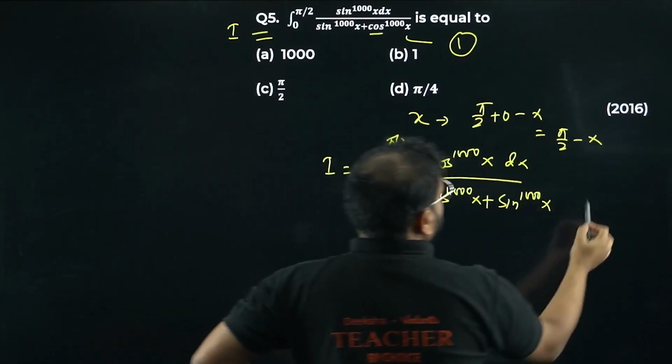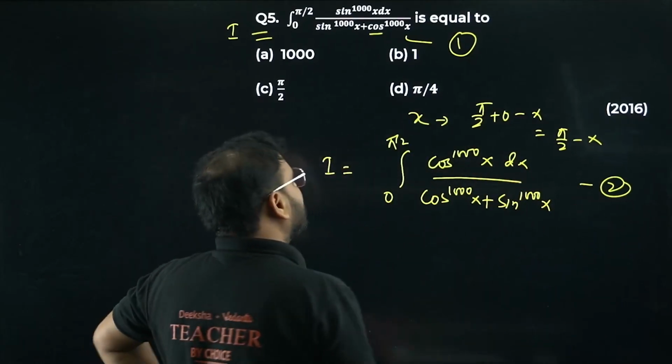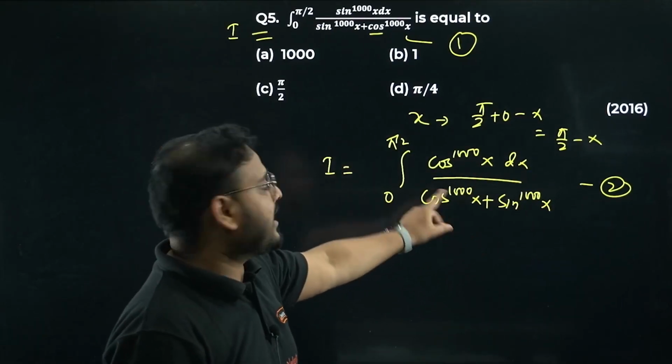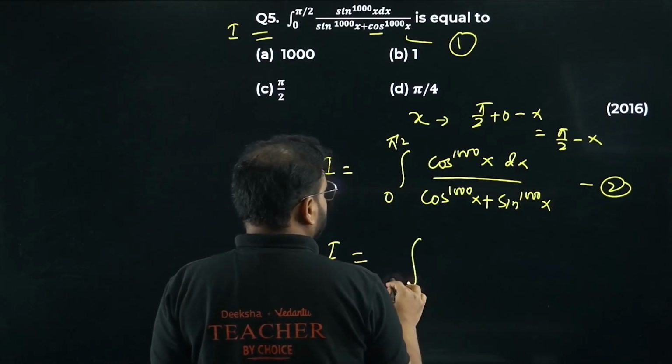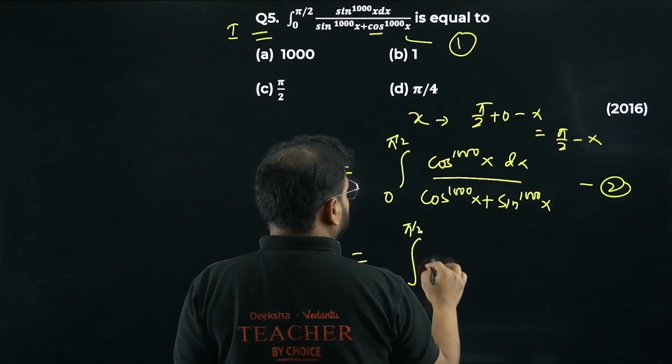Please check, this is my equation number 2. If you add equation 1 and 2, you have the same limit, same denominator. It means you can add the numerators. You'll end up with 2I equals integration of 0 to pi by 2 dx.